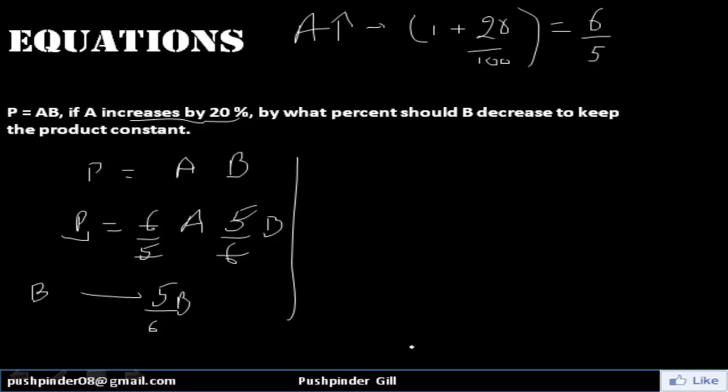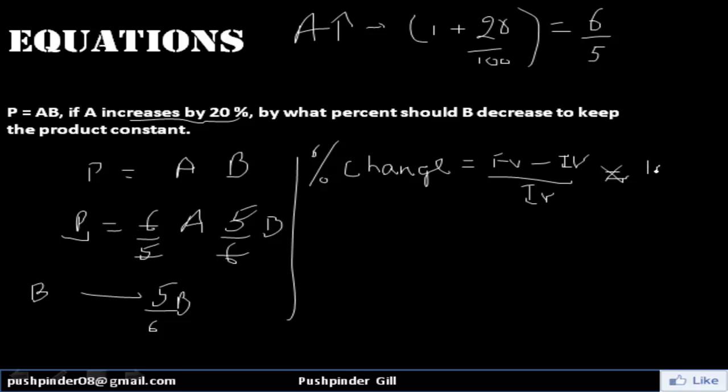Now I have to calculate the percent change in B. Now guys, remember this, how do we calculate the percent change? It is very important. The percent change can be calculated as the final value minus the initial value divided by the initial value into 100, right? So percent change is calculated as final value minus the initial value divided by the initial value into 100.